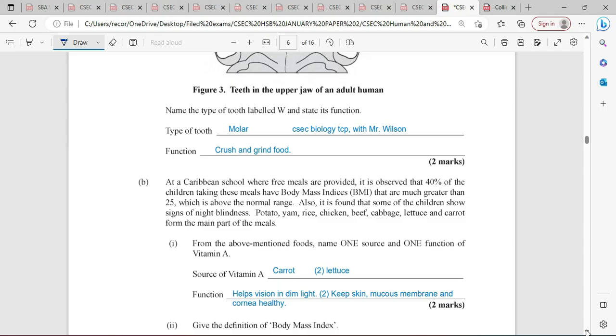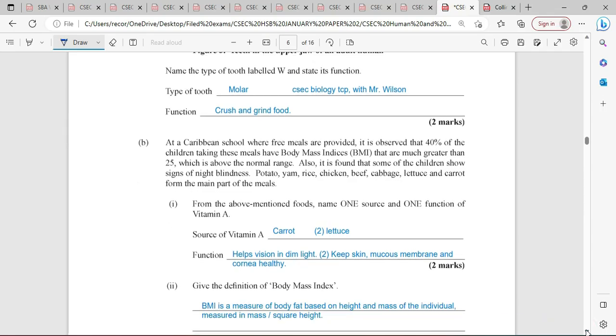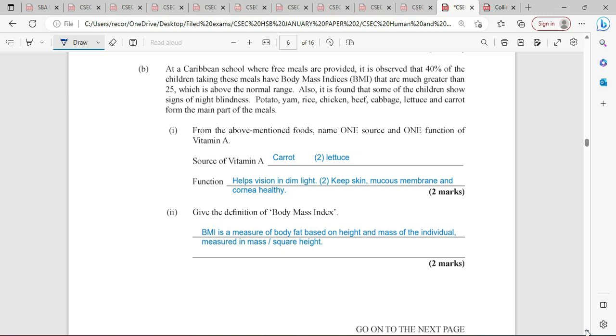It also keeps the skin, mucous membrane, and cornea healthy. So of course you want to ensure that even in your diet outside of the exam, you are eating a balanced diet, one that contains a lot of vitamin A.